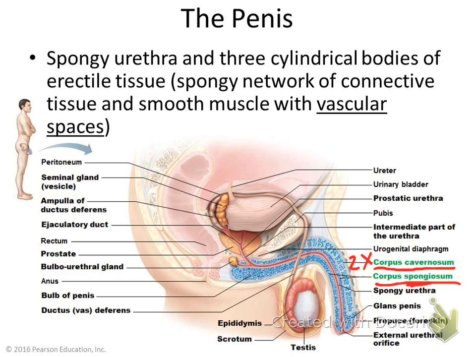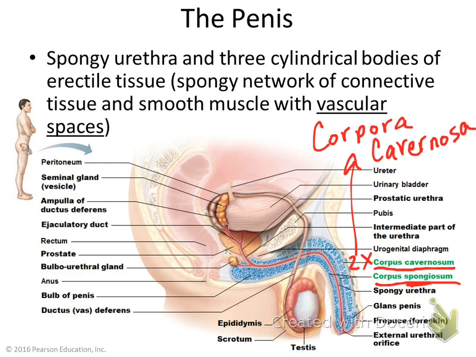And when we talk about them together, we call them the corpora cavernosa. So singular, it's corpus cavernosum. Why is it plural? Because there are two of them. So there's only one corpus spongiosum, but there are two areas that we call corpus cavernosum.